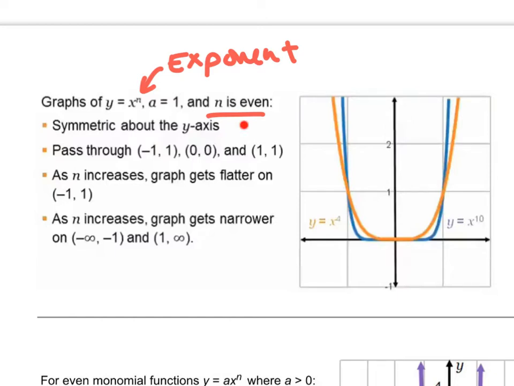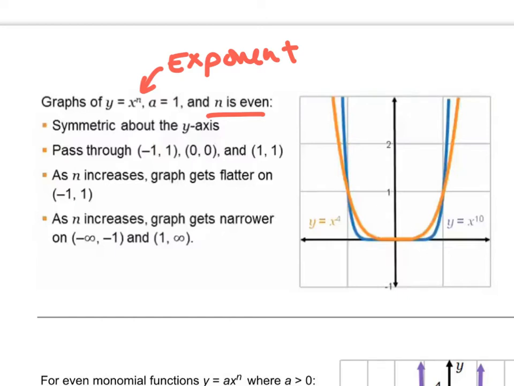You know that that graph is going to be symmetric about the y-axis. So you have a line of reflection basically that is the y-axis, and all those points are equidistant from that axis. Also you know if you have a monomial with 1 as your leading coefficient, and your exponent is even, you're going to pass through the point 0, 0. You're going to pass through the point negative 1, 1, and you're going to pass through the point 1, 1. If that's the case.